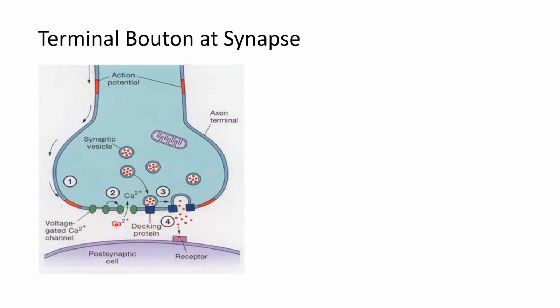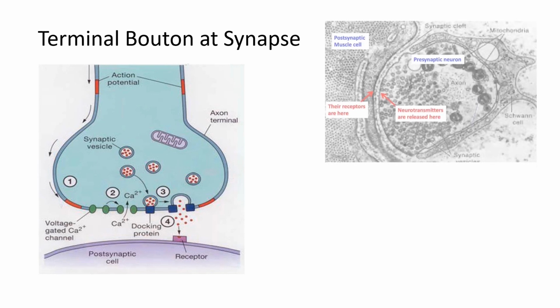Now we've got neurotransmitter in the synapse, and if there are receptors, those receptors, again, can be chemically gated voltage channels or other types of receptors. They will then trigger a response in that postsynaptic cell. Let's take a look at some pictures.